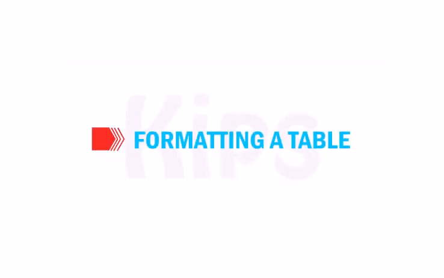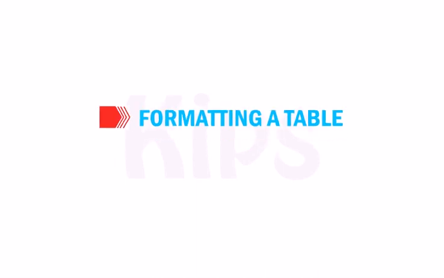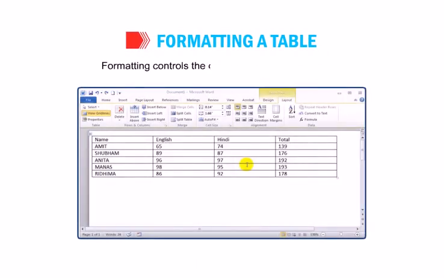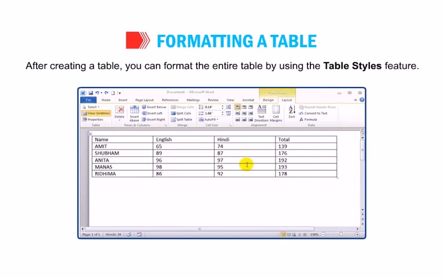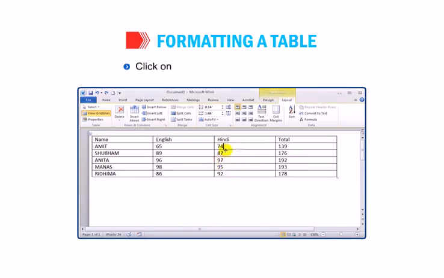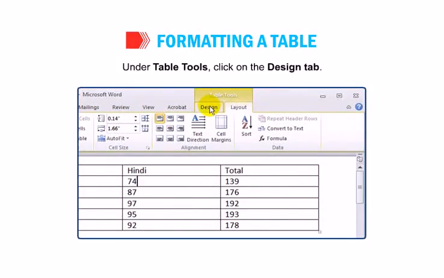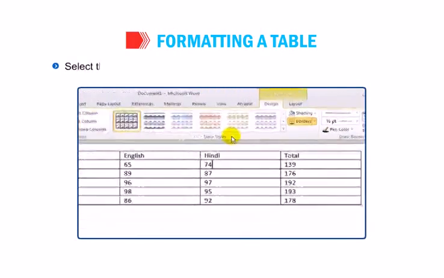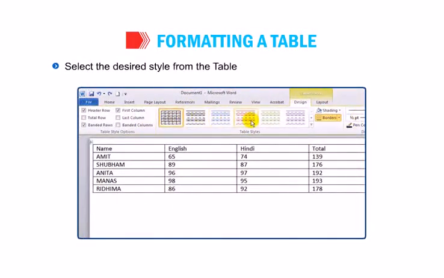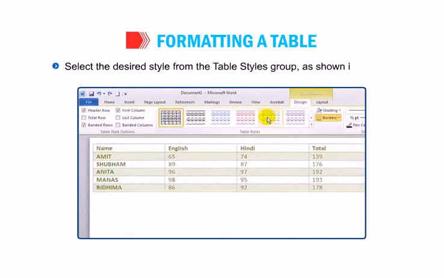Let us now find out how to format a table. Formatting controls the overall appearance of a table. After creating a table, you can format the entire table by using the Table Styles feature. Click on the table that you want to format. Under Table Tools, click on the Design tab. Select the desired style from the Table Styles group as shown in the figure.